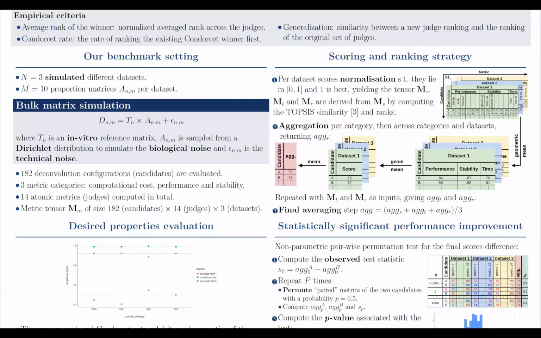Our scoring strategy starts with a normalization step such that all scores lie in 0-1, with 1 being best. From this tensor MS, we derive MT and MR by computing the top-C similarity and the ranks. Then, we aggregate the tensors one by one, first per category, then across categories, and finally across datasets. Therefore, we obtain 3 vectors of scores that we finally average to get 1 vector of final scores.